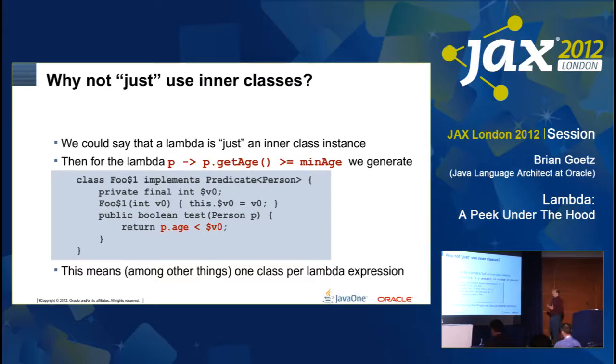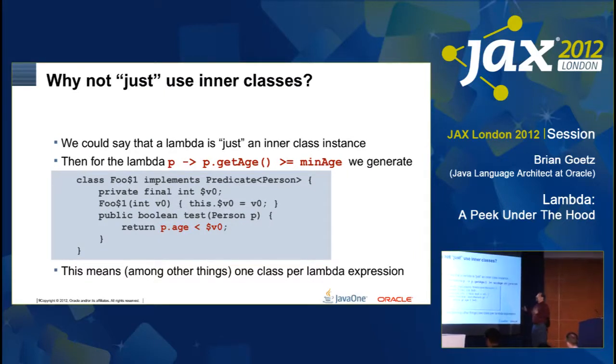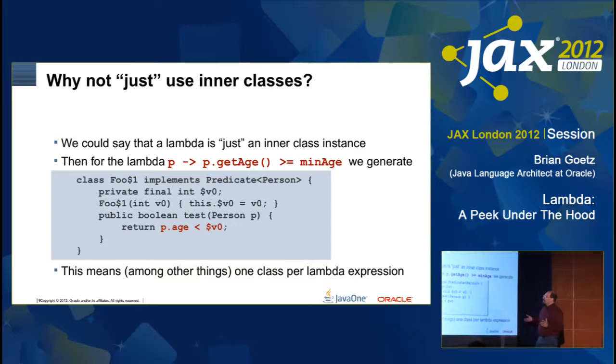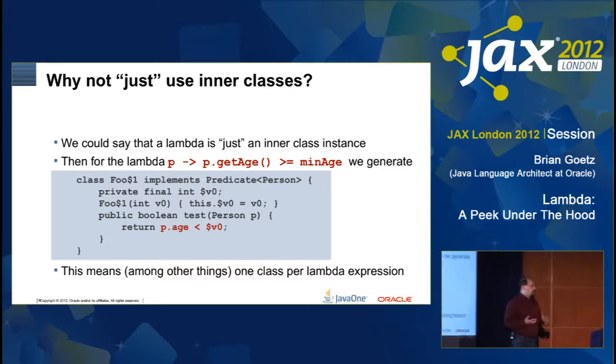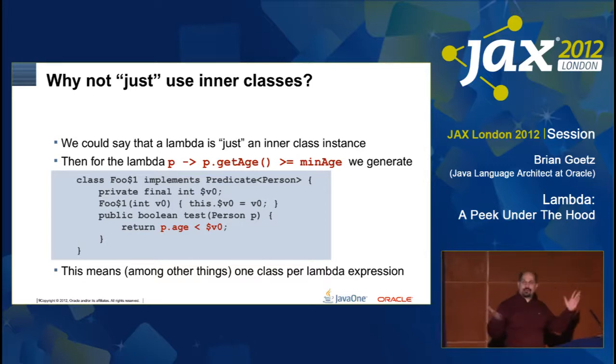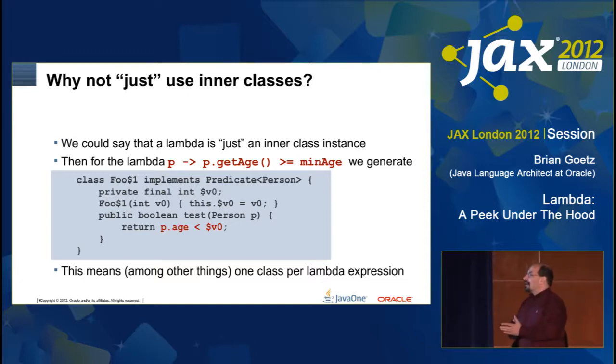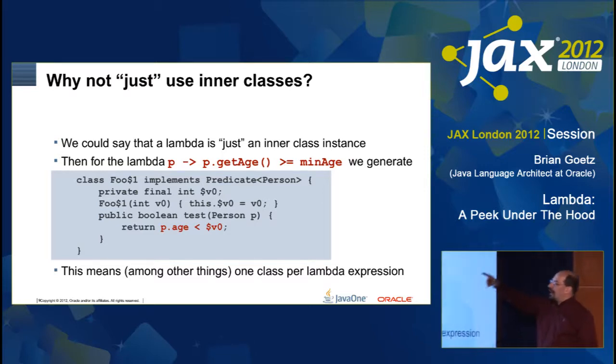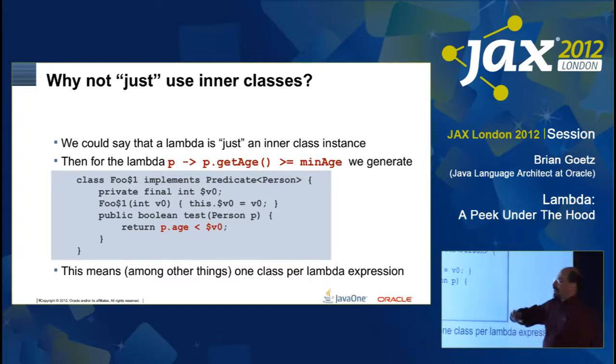The obvious first choice is just use inner classes. So we could do this very easily. If we had chosen this path, we could have been done in 5 minutes and gone home, and the compiler already knows how to spin out inner classes. It's really simple. So if we were converting this lambda to a Predicate, we would generate a class, make up a stupid name, Foo$1, implements Predicate of Person.